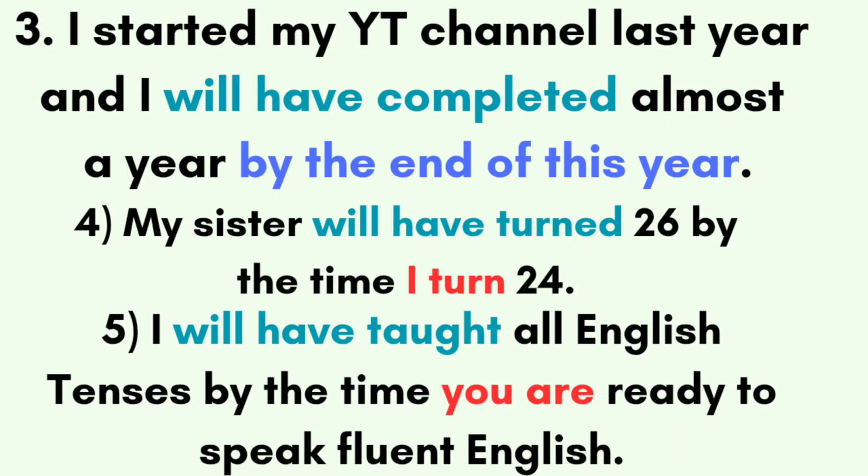Instead of using a specific time like by Monday, by next year, by 2025, by the end of December, I have used another action. The action is you are ready to speak fluent English. You can also say by the time you are ready to speak fluent English, I will have taught all English tenses. I will have taught. So this will be completed future. We will see another 8 examples.